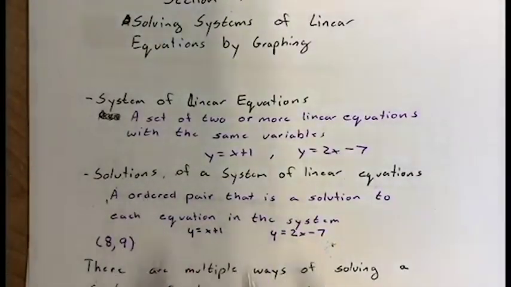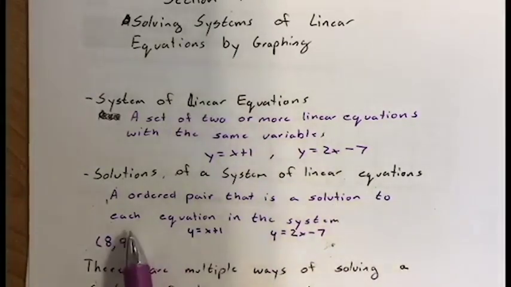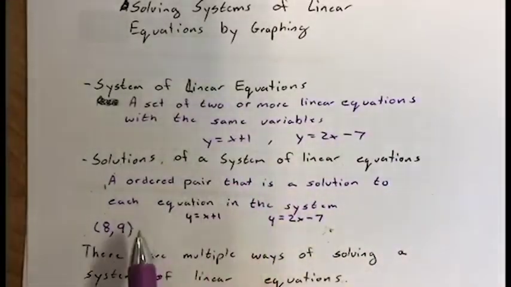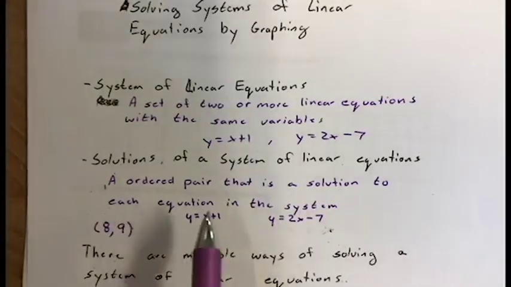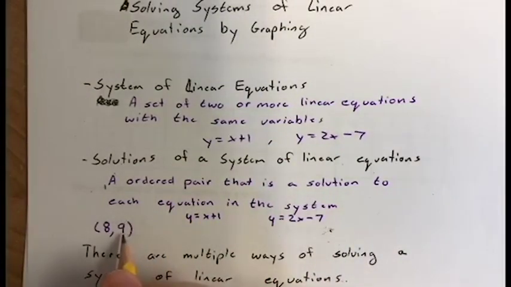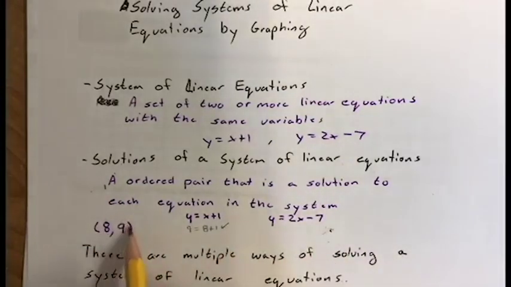Now, what we have to do is solve this and find a solution. The solution is an ordered pair that is a solution to each equation in the system. I've already given you the solution. Here is my ordered pair, (8, 9), and we can prove it. We know x is 8 and y is 9, so we plug it in. 9 = 8 + 1. Does 9 equal 8 + 1? Yes, it does. So this ordered pair is a solution to this equation.